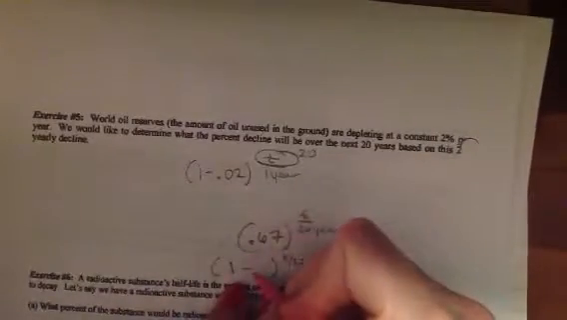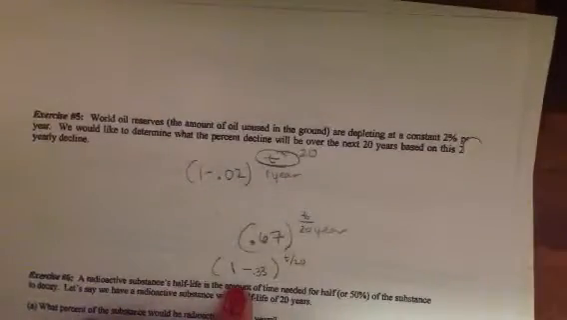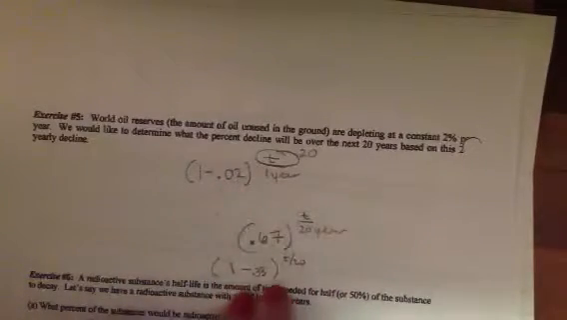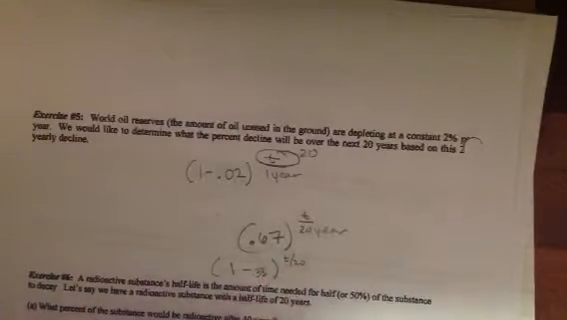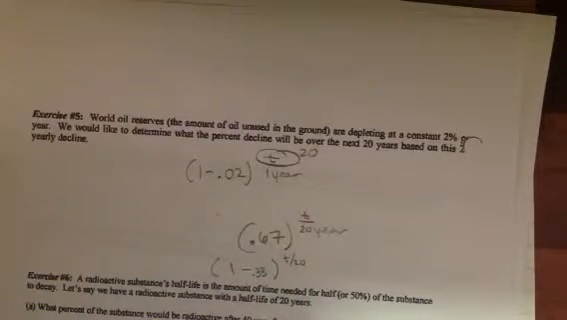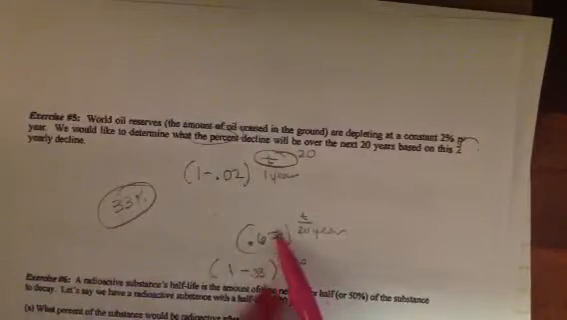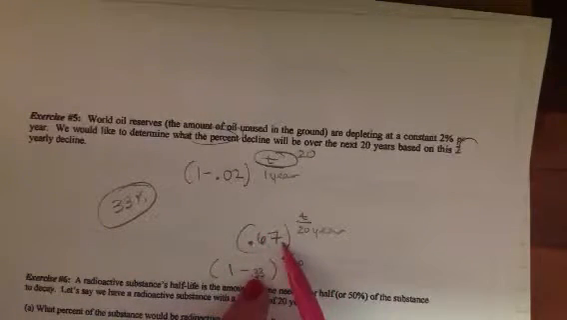It's a 33% decline. So r equals 0.33. A 2% per year decline is a 33% every 20-year decline rate. Those are equivalent rates. So what percent decline? 33%. If it's greater than 1, it's how far above 1 the number is. That'll give you your rate. If it's less than 1, it's how far below 1 the number is that will give you your rate.